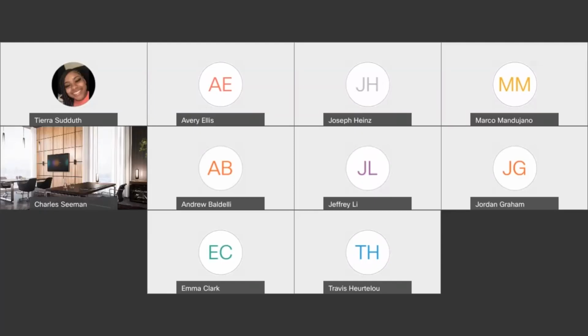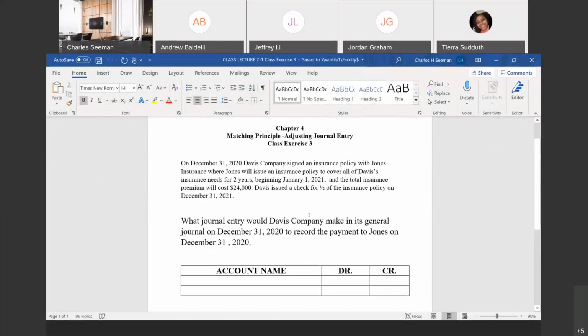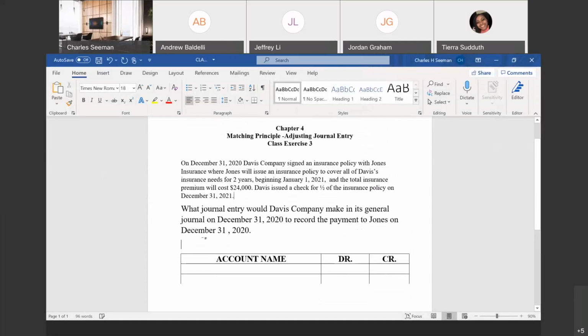All right, let's try exercise 3. Okay, so try one on the expense side of it. Remember, again, each period is a self-contained month.